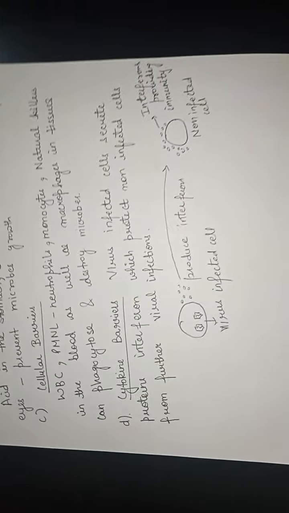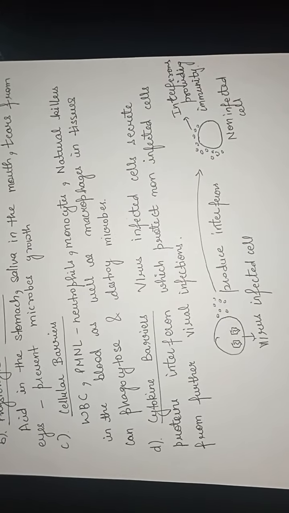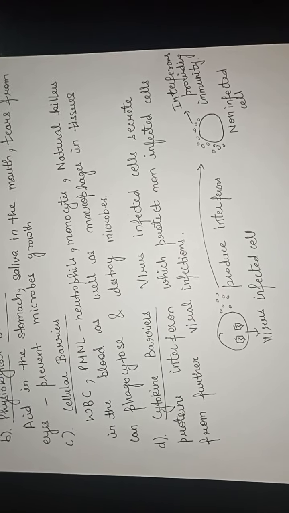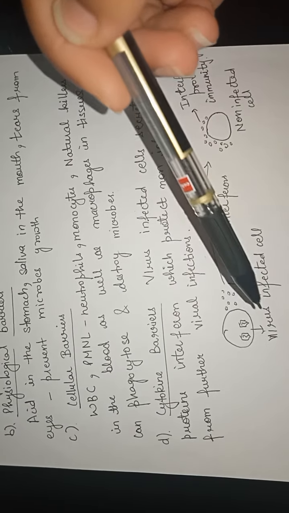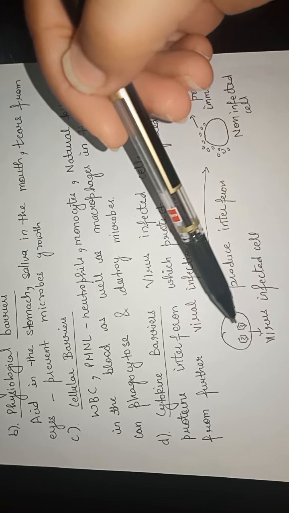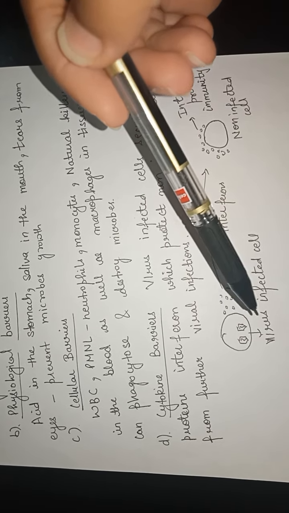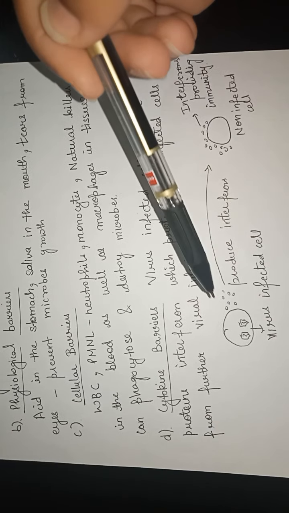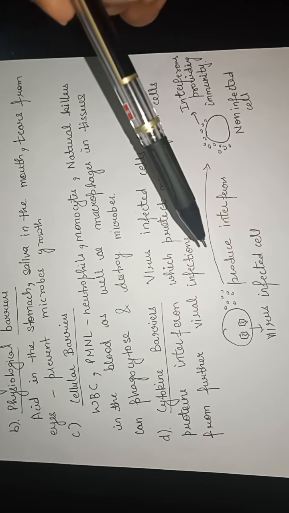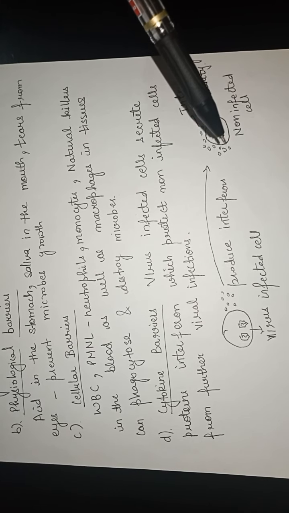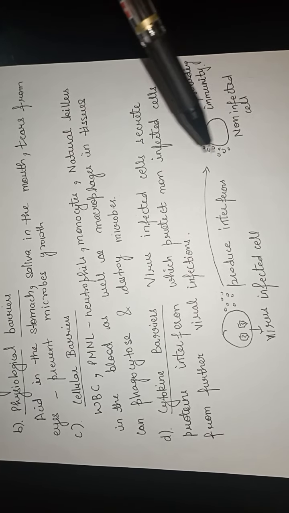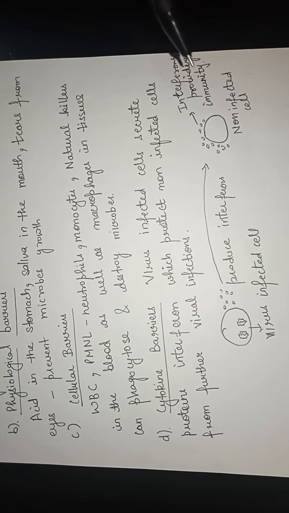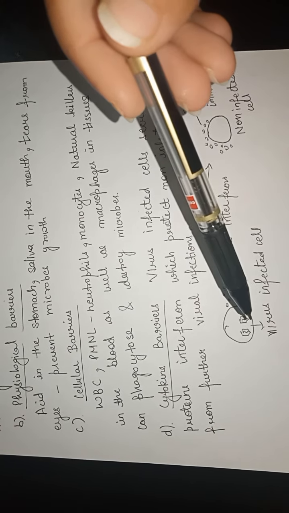Now next are the cytokine barriers, because cells produce cytokines which are responsible for providing immunity. Here, the virus infected cells, for which I have drawn the virus because the cell is infected by the virus, produce interferons. Interferons have an antiviral property. When they are produced, these interferons surround the non-infected cells present in the surrounding, and then provide immunity against the specific viruses.